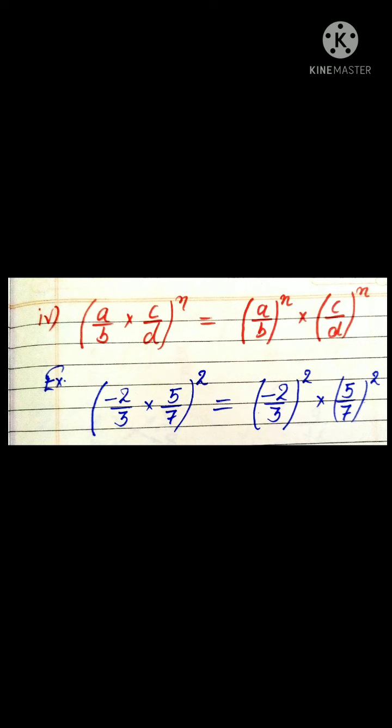Now next law is, if there are two rational numbers having a common power, like a upon b into c upon d to the whole power n, so this power n will be of both the rational numbers, like a upon b to the whole power n and c upon d to the whole power n.